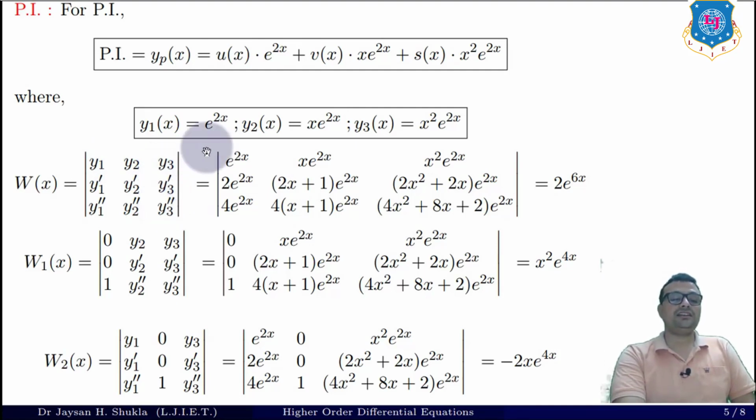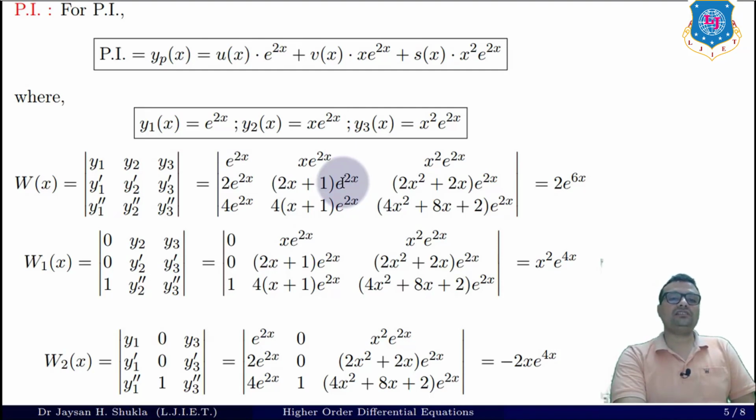Then taking y1 as e raised to 2x will give us 2 e raised to 2x, and then again differentiating it with respect to x will give me 4 e raised to 2x. Taking y2 as x e raised to 2x, differentiation will give me by product rule e raised to 2x, it is over here, 2 times x e raised to 2x. So I am taking e raised to 2x outside. So it gives me (2x plus 1) e raised to 2x.